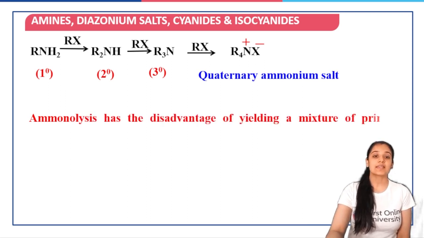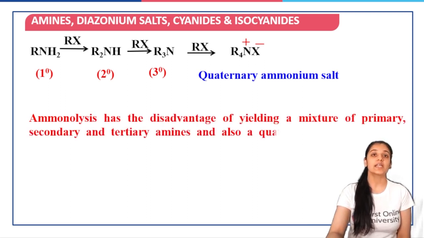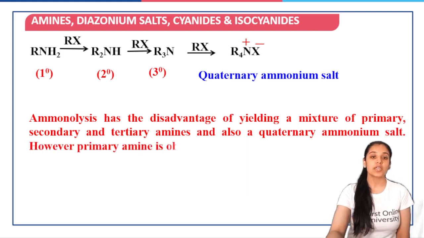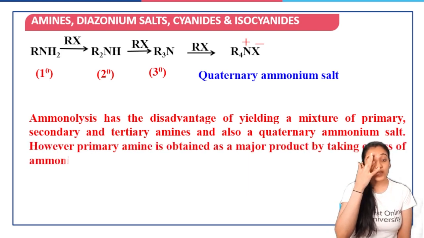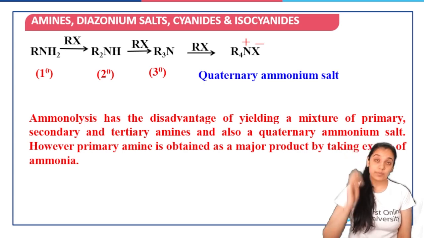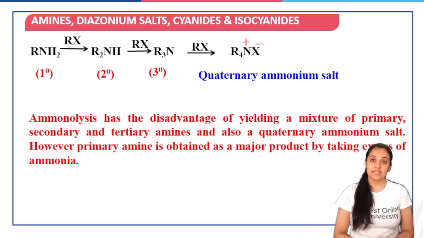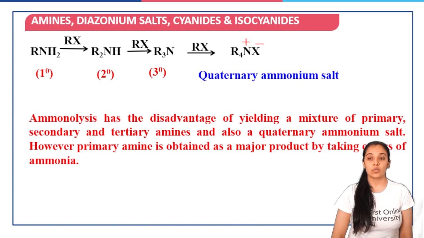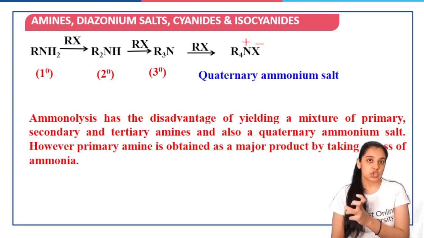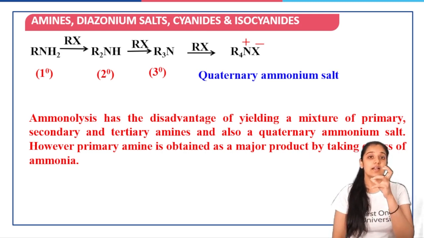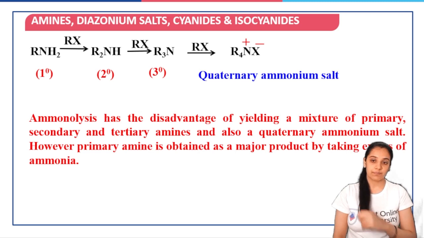So ammonolysis has this disadvantage that we are going to get a mixture of primary, secondary, tertiary amines and a quaternary ammonium salt. Which means that whatever we are going to get as the major product, which is usually the primary amine, it has to be obtained by taking excess of ammonia. Then only we will get primary amine as the major product, because otherwise we will be getting all these products as a mixture in a very low yield of each.